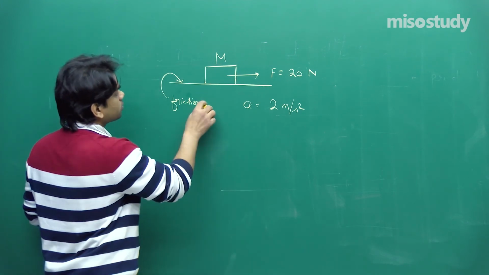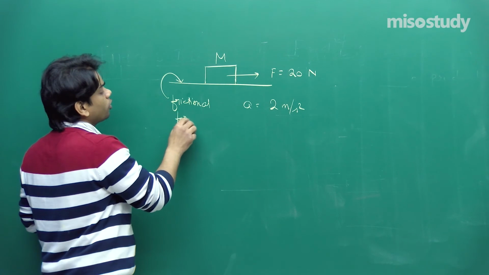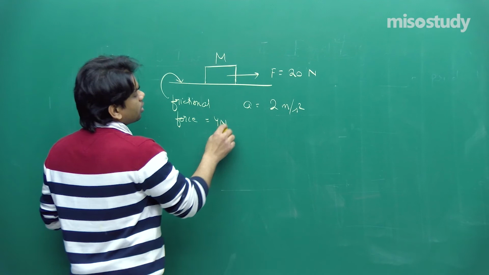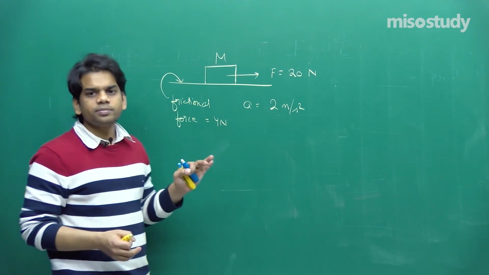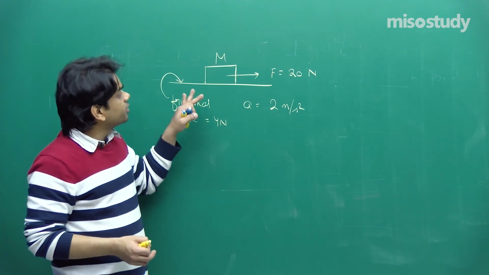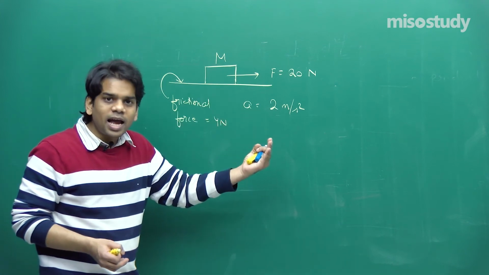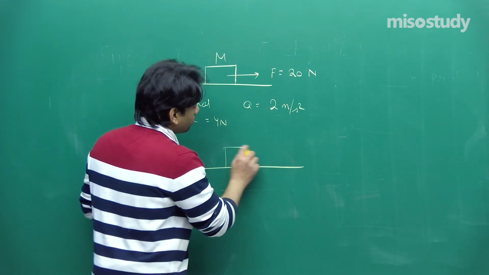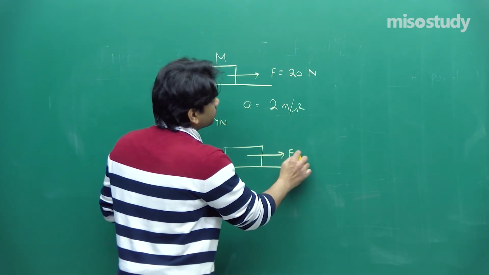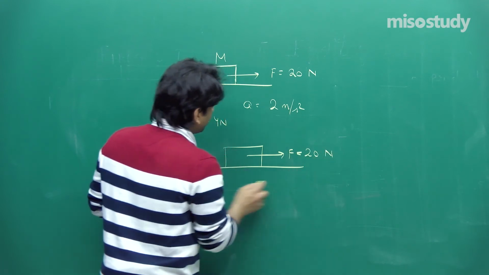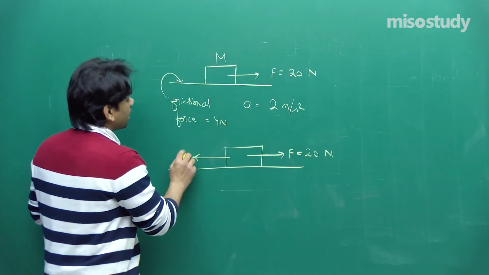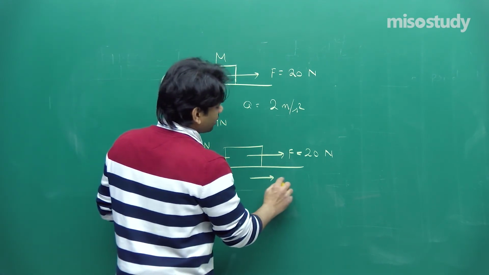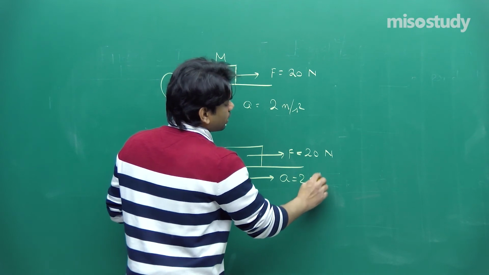Frictional force that the body is exerting on this moving object. On this moving object, frictional force is equal to 4 Newton. Now, in this case, don't worry. Just take the frictional force acting opposite to the direction of motion of the object. It will be something like this: the body applies a force of 20 Newton, and the frictional force in the backward direction is a small f of 4 Newton, and the net acceleration that we have written as 2 meter per square second.